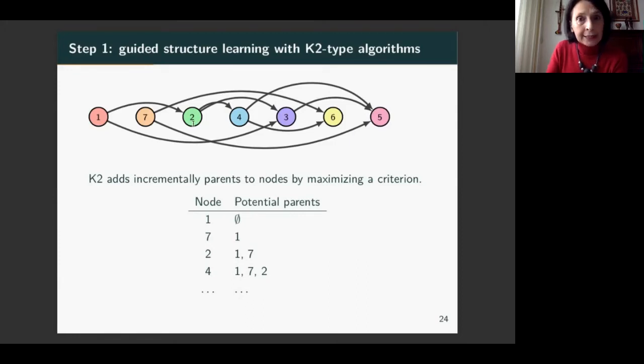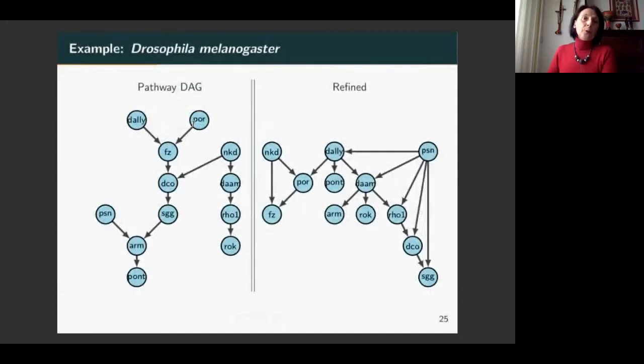And on doing that, this is the result we obtained in the Drosophila melanogaster case. So on the left-hand side, you have the pathway DAG, and on the right-hand side, you have the refined pathway. And you see the two structures differ quite a lot. But even inconsistencies in these representations are interesting by themselves because they might act as pointers to where the biological annotation is not totally precise.